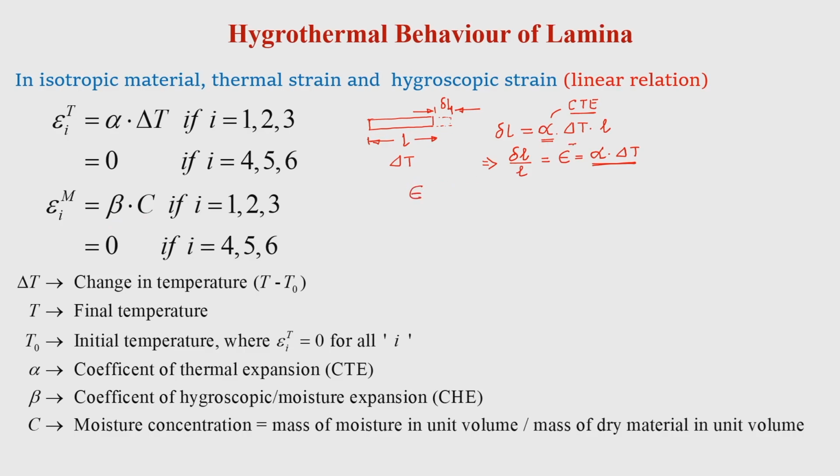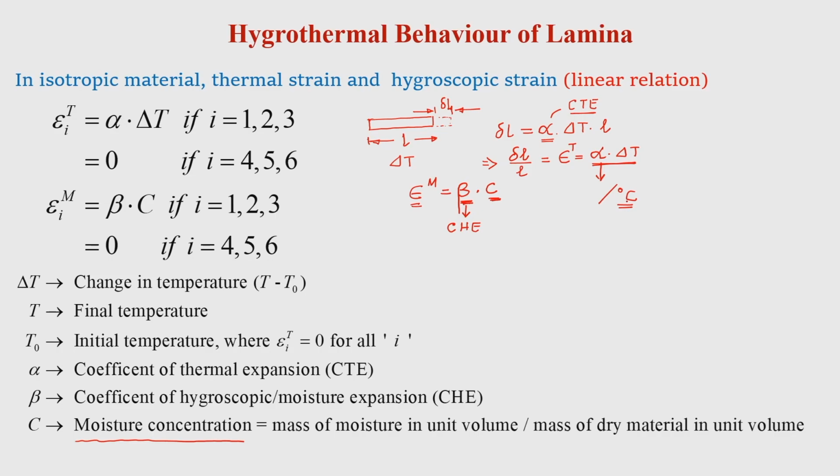So this is thermal. Similarly, the strain induced because of moisture is given by beta into C, where beta is the coefficient of hygroscopic expansion and, analogous to change in temperature, C is the moisture concentration, which is the ratio of the mass of the moisture in unit volume to the mass of the dry material in unit volume. Please note that because this is strain, it is unitless, therefore this is also unitless, unlike here, where the unit is per degree Celsius.